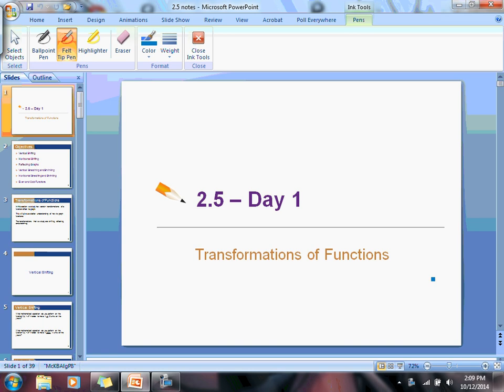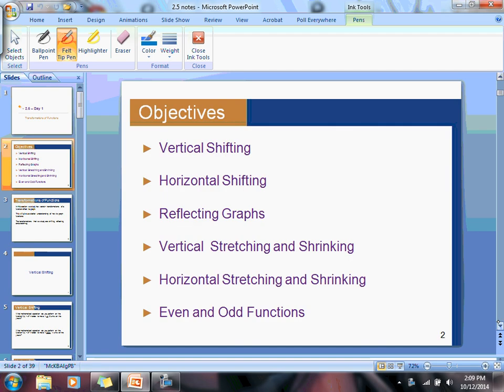These are the notes for section 2.5, day 1, entitled Transformations of Functions. And today we're going to talk about the first 3 objectives. We're going to talk about vertical and horizontal shifting of a graph, as well as how you can get graphs to reflect around the x or the y axis.